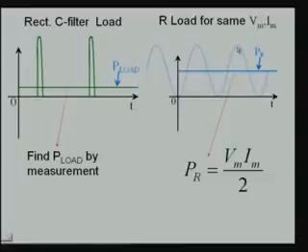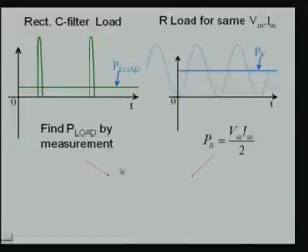This point here at the cursor is Vm Im, and this will be the average value, which is Vm Im by 2. And this P load, the average, will of course depend upon the actual load. It will depend upon the area under these curves, which we can get by measurement, which I will tell later on.